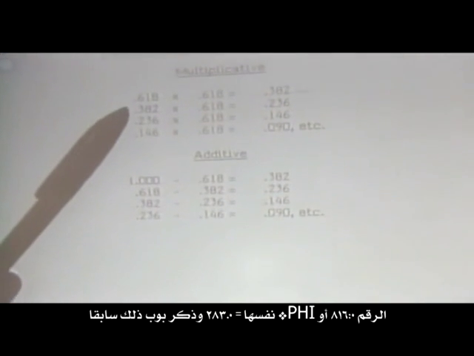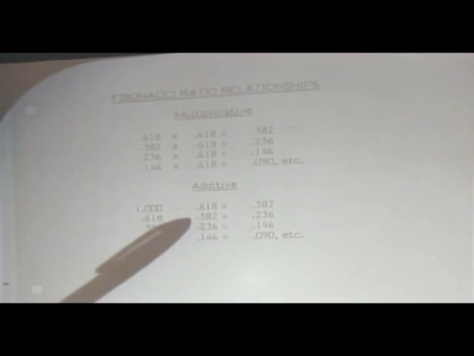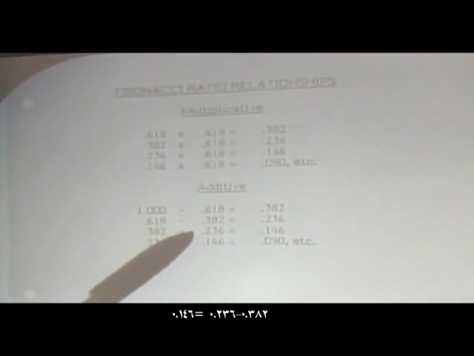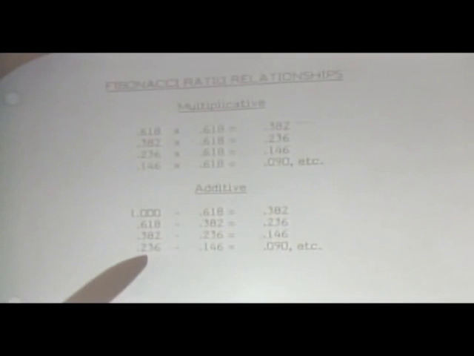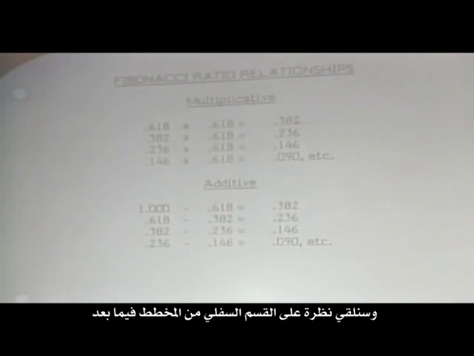The number 0.618, or phi, times itself is 0.382. Bob mentioned that. But if you continue multiplying times phi, this is the series that you get: 0.382, 0.236, 0.146, 0.090, and so on. Additionally, though, if you start with 1 and subtract 0.618, and then subtract the next number in this series, you'll see that 0.618 minus 0.382 gives you 0.236. 0.382 minus 0.236 gives you 0.146. 0.236 minus 0.146 is 0.090, and so on. We'll take a look at the lower portion of this chart in just a moment.